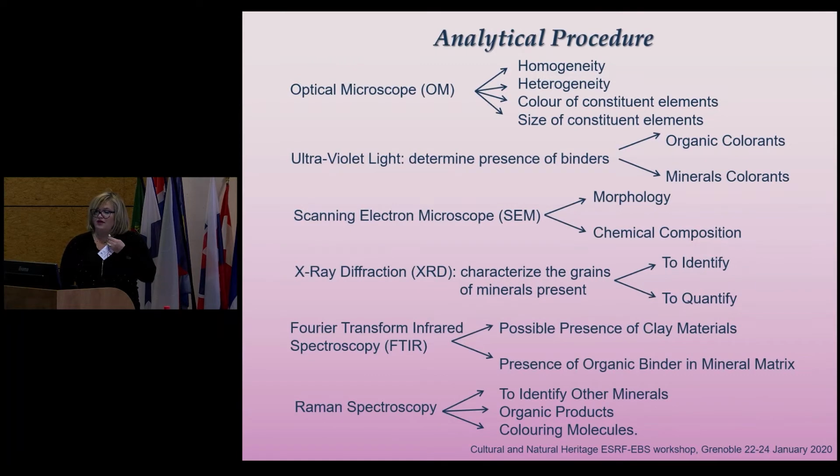What is our analytical procedure? Well, actually, our analytical procedure is a complex one. We start with the optical microscope to distinguish homogeneity and heterogeneity of the powder. We will talk about powder. And then we use ultraviolet light to determine the presence of binder, organic and mineral colorants, if present.